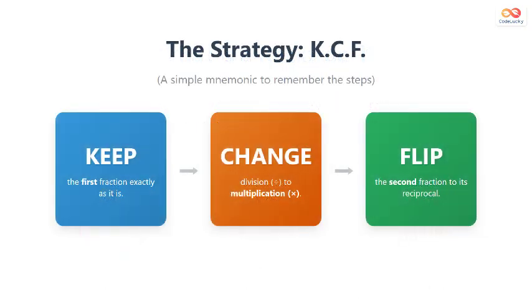We use a 3-step strategy to divide fractions, often remembered by the letters K, C, F. First, keep the first fraction exactly as it is. Second, change the division sign to a multiplication sign. And third, flip the second fraction to its reciprocal.